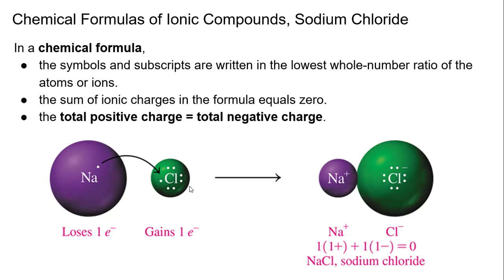In a chemical formula, the symbols and subscripts are written in the lowest whole number ratio of atoms or ions. What does that mean? That means that we do not use fractions. We do not ever use fractions. When we write this out, there will be whole numbers. So we will put subscripts. You have to understand, when these are above, they are superscript. When they are below, they are subscript. So if there are numbers here, that's going to tell you how many of those exist in that compound. And overall, when you do the math for it, it should equal 0.